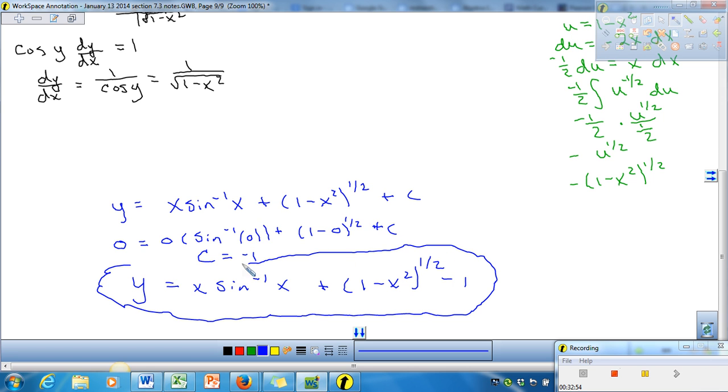Sometimes these integration problems are multi-layered. Okay? All right.